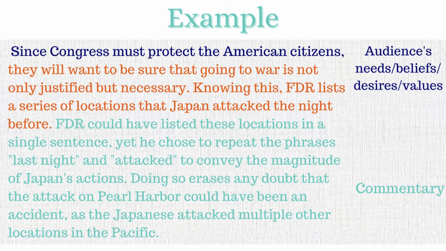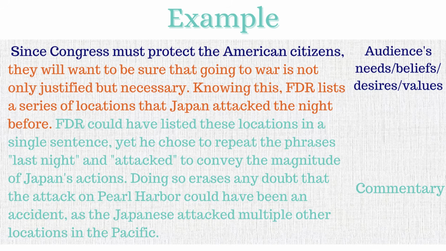So you see what we did there? We started to think about the choice. We have some evidence to prove it, and we're thinking about how it helps with the purpose. You can see that we dig into it more here. Doing so erases any doubt that the attack on Pearl Harbor could have been an accident, as the Japanese attacked multiple other locations in the Pacific.